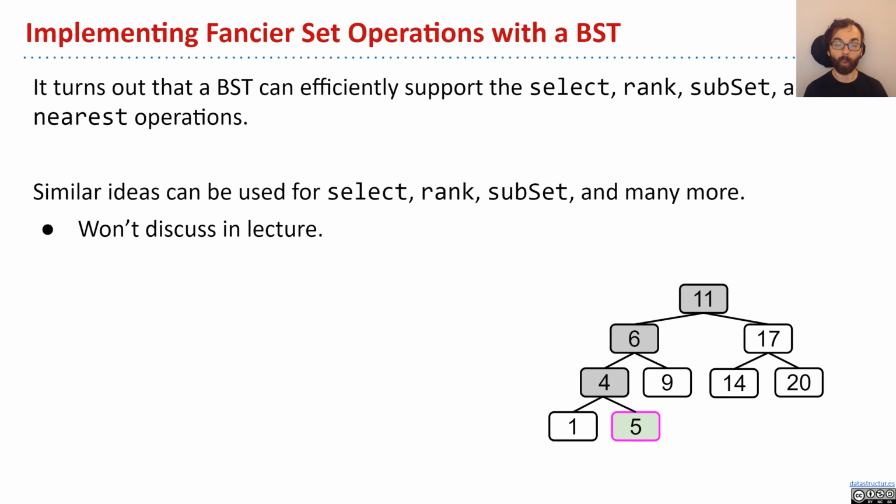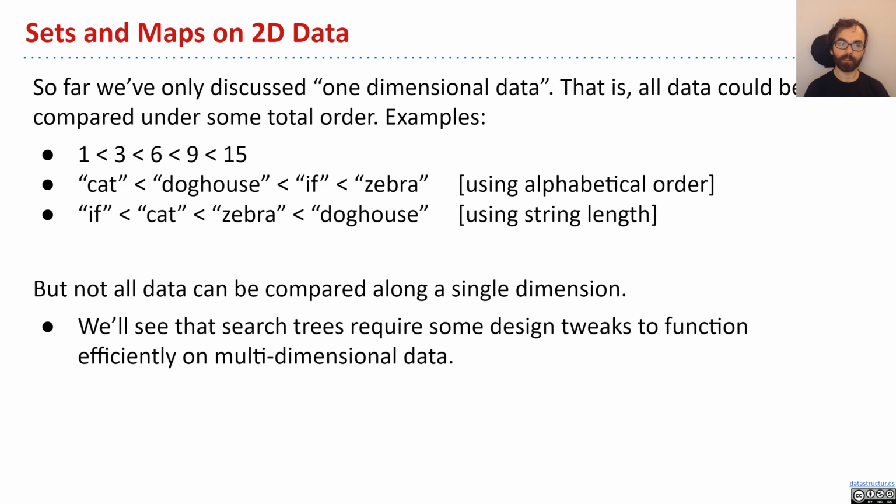That brings us to what we're going to work on today. So we have only discussed one-dimensional data. That is, all of our data can be compared under some total order, like 1 is less than 3, 3 is less than 6, and so forth. Or if we're thinking about the alphabetical order of strings, cat is less than zebra. Or if we're thinking about string length, if would be less than zebra, 2 letters versus 5.